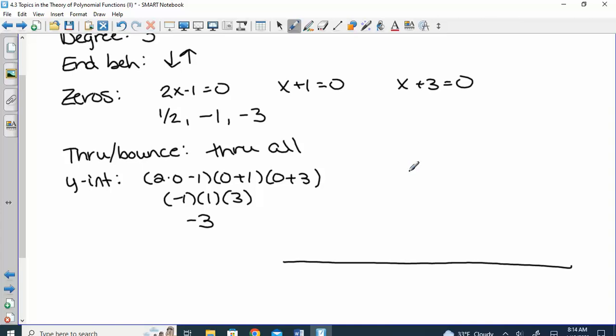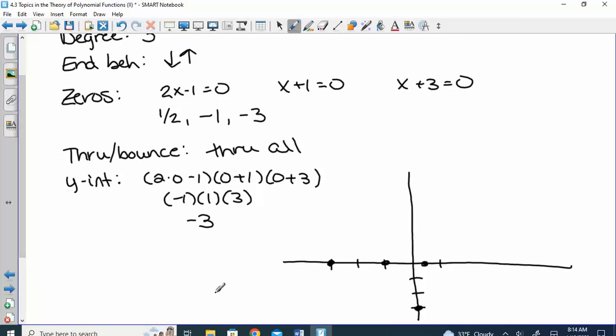So my graph. Zeros are where we hit the x-axis. So I'm going to hit my x-axis at negative 3, negative 1, and positive 1/2. I hit my y-axis at negative 3. So I will check. You found those, you better plot them.